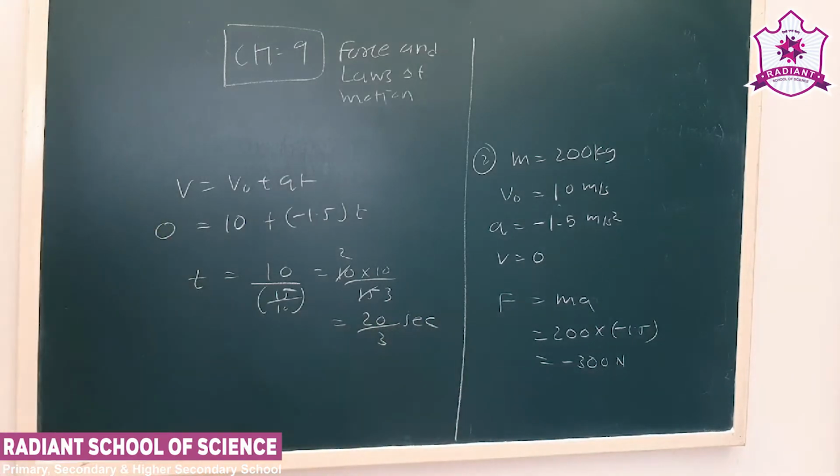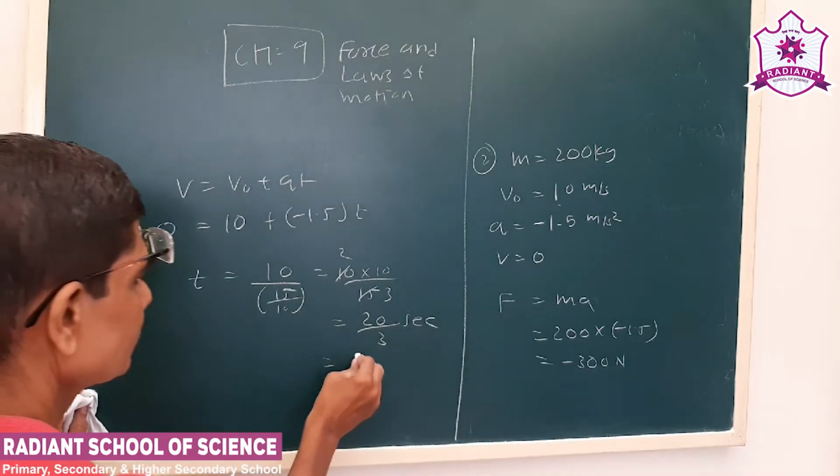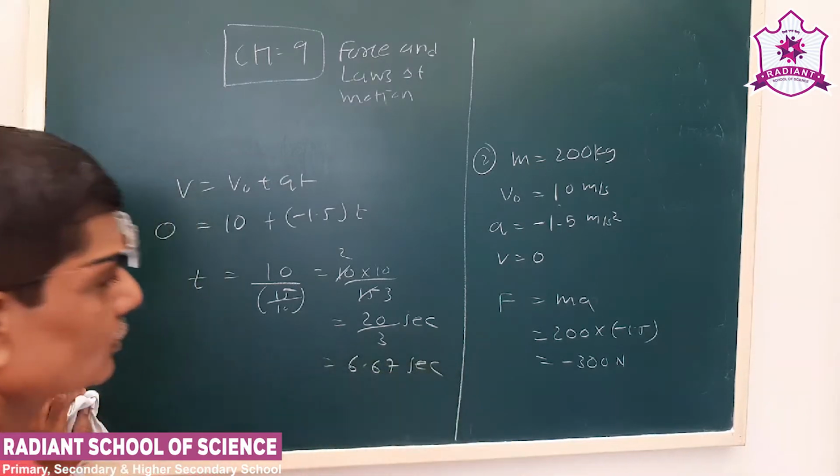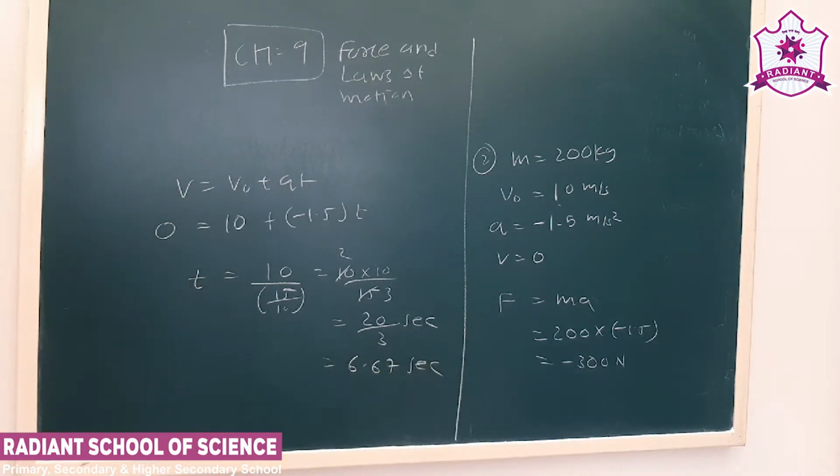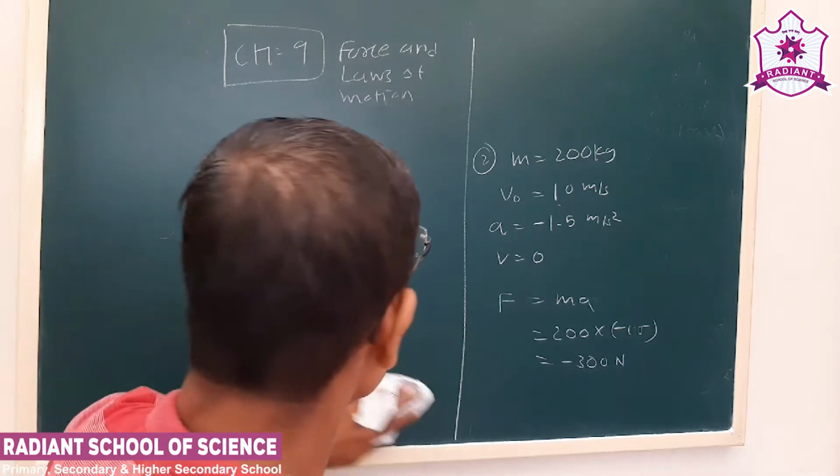You can divide this, and that will be the time. So this is the time in which the vehicle will stop. Now we take one more example.